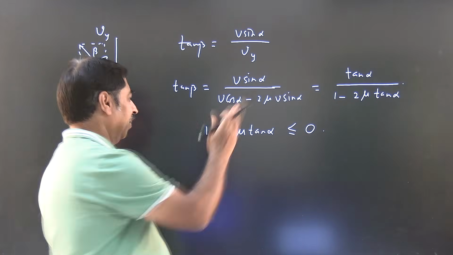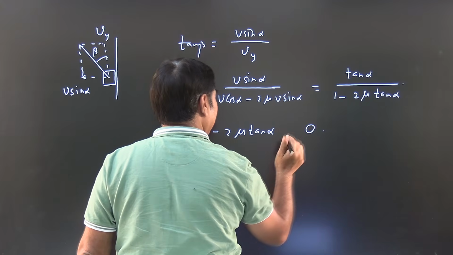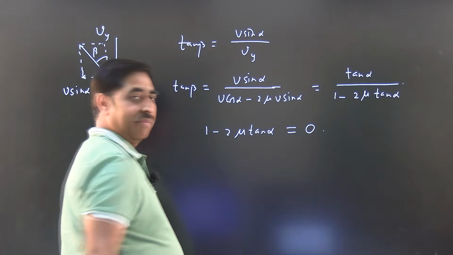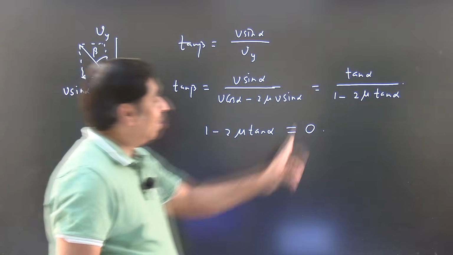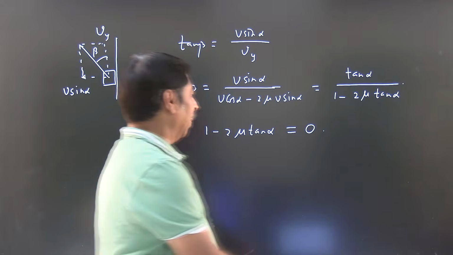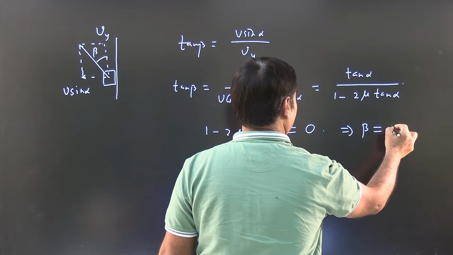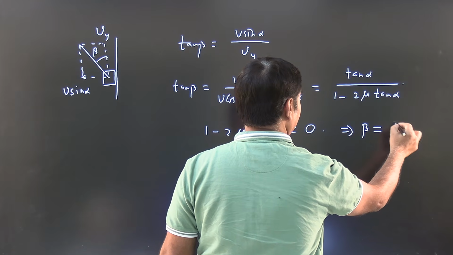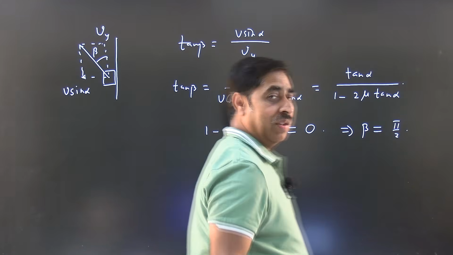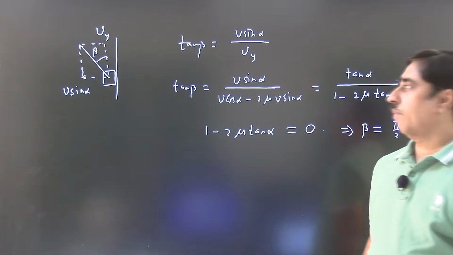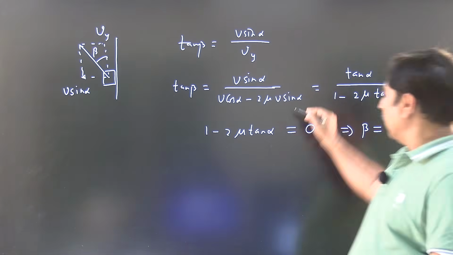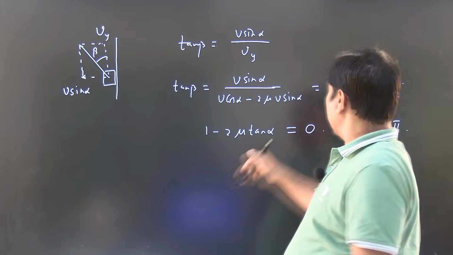First, let me take it to be equal to 0. Suppose this is equal to 0. This implies that beta is equal to 90 degree, pi by 2. What does it mean actually? Or what does it mean if this is negative?